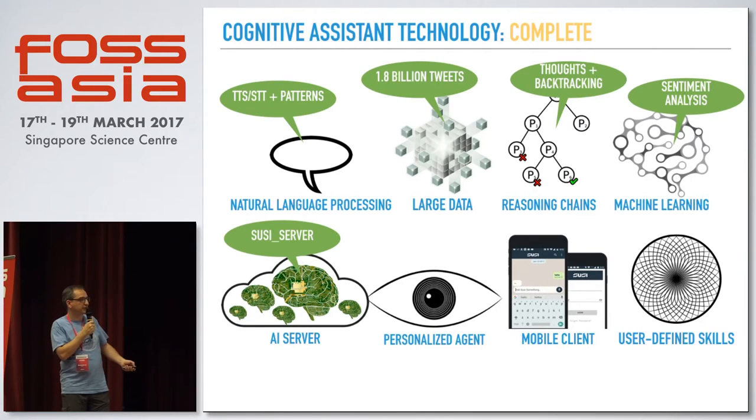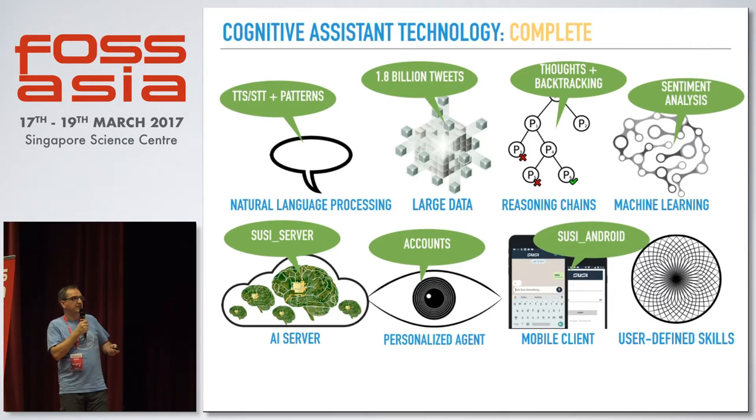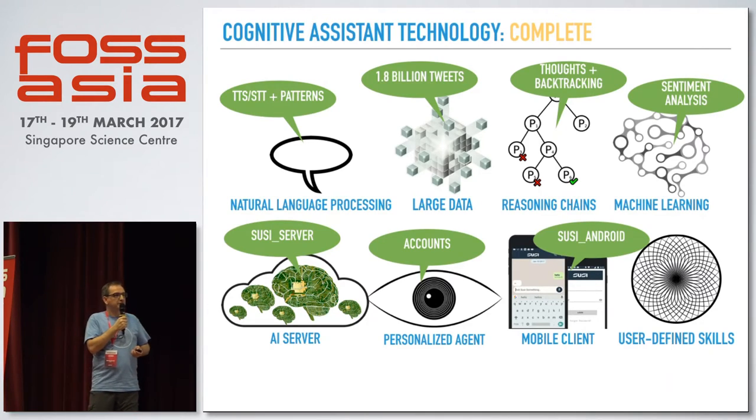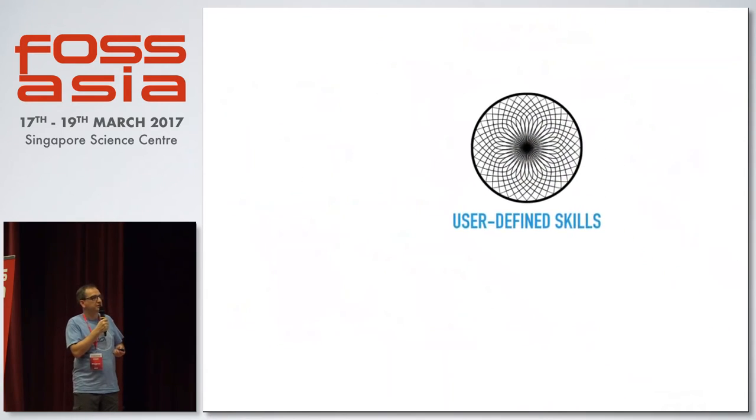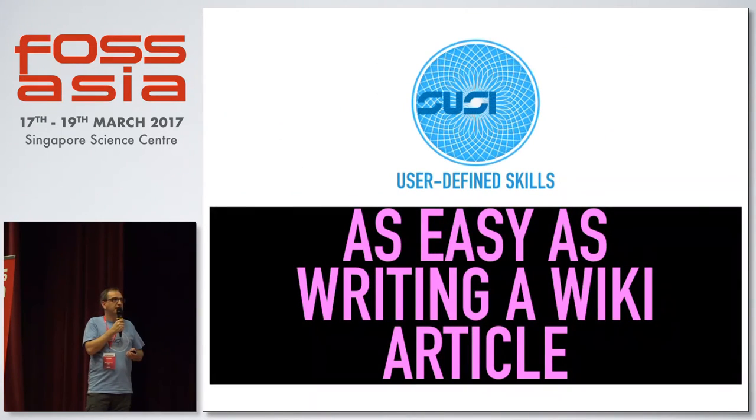We have the server implemented. It's ready. It's running. You have accounts. You can download the Android client. And we have user-defined skills, and they are called SUSI Dream in a test environment. I show you how easy it is to write a skill.